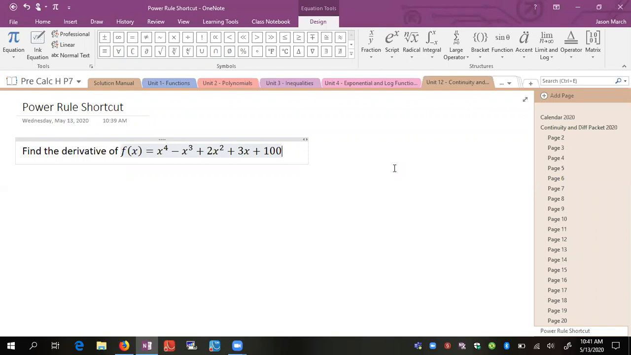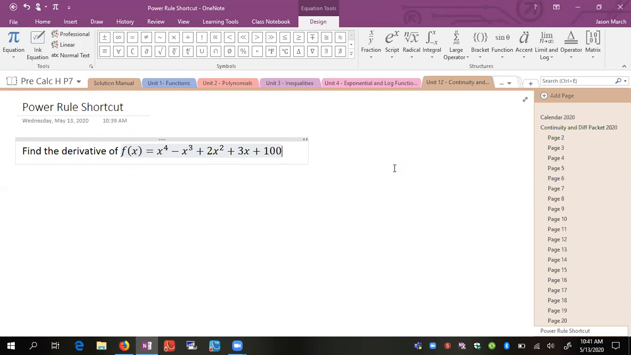So to find the derivative of a function, we're going to learn a shortcut rule. But before we do it, we're going to do it the long way. So I have this long polynomial that has lots of different terms, and this is going to be called the power rule shortcut that we're about to learn.